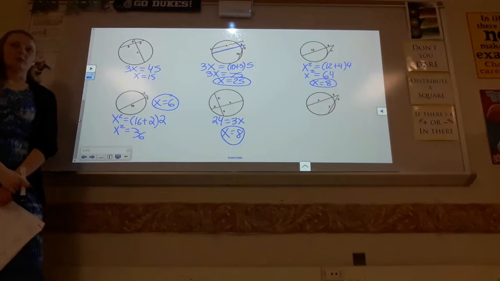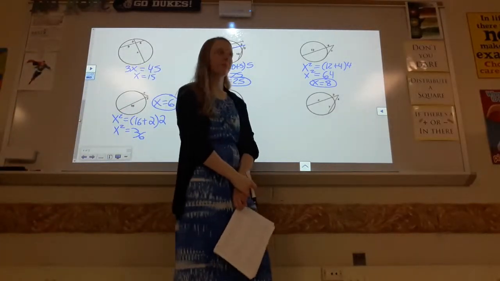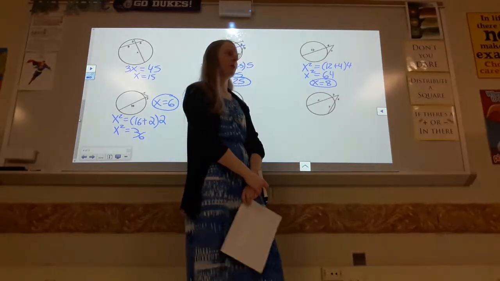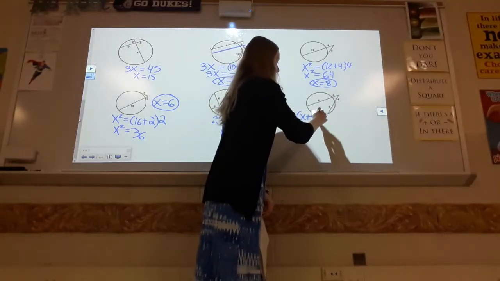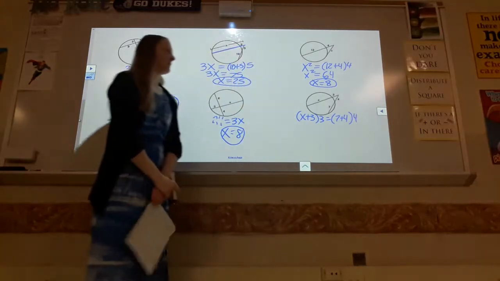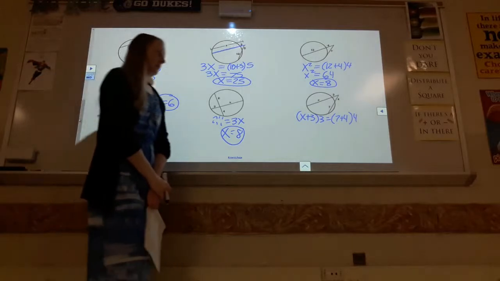And then our last one. You can tell me what the formula would be for that. Theorem 4. It is theorem 4. How would I apply theorem 4? X plus 3 equals 7 plus 4 times 4, is that what you said? Yes. Okay. So you get the full length of each secant and multiply it times the outside part. And then you work through it.